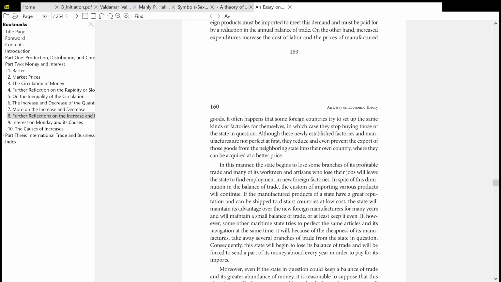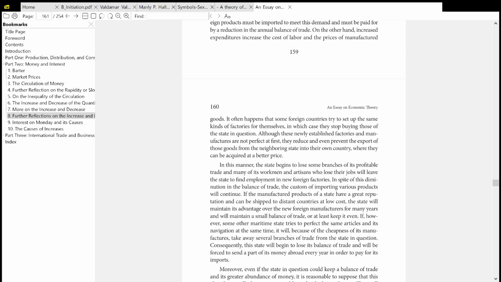Although these newly established factories and manufacturers are not perfect at first, they reduce and even prevent the export of those goods from the neighboring state into their own country, where they can be acquired at a better price. In this manner, the state begins to lose some branches of its profitable trade, and many of its workmen and artisans who lose their jobs will leave the state to find employment in new foreign factories.